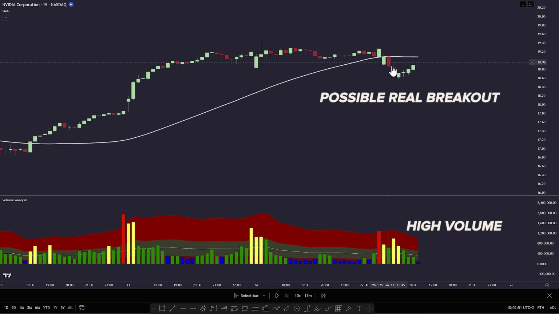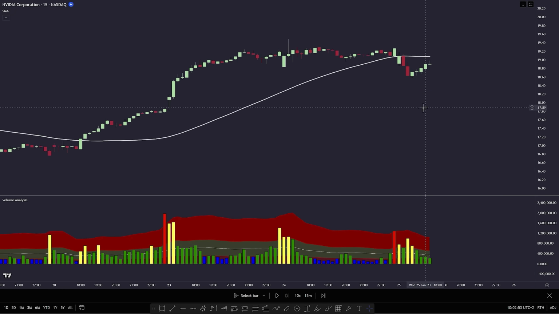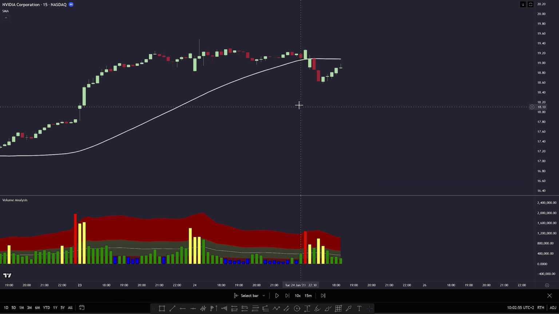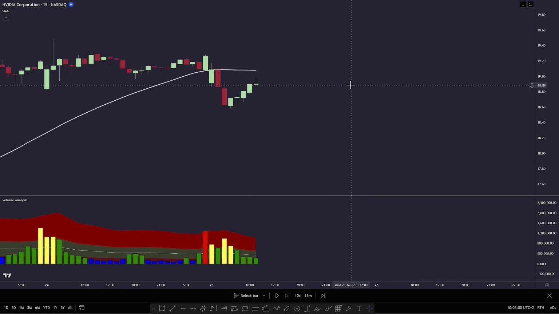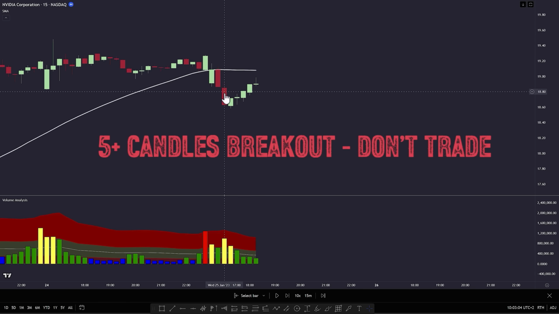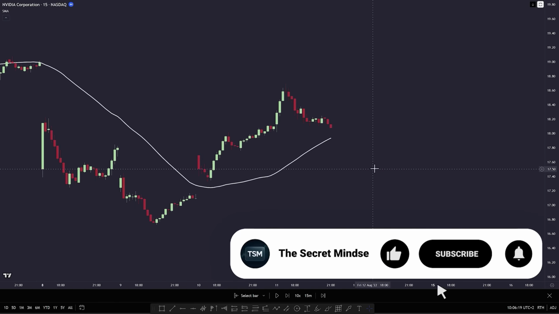Light volume is your confirmation that the move is fake. And remember, brief means brief. 1 to 5 candles against the moving average, then reversal. If price stays on the wrong side for an extended period, the trend might actually be changing. Again, don't force it. Here's what I want you to do right now.